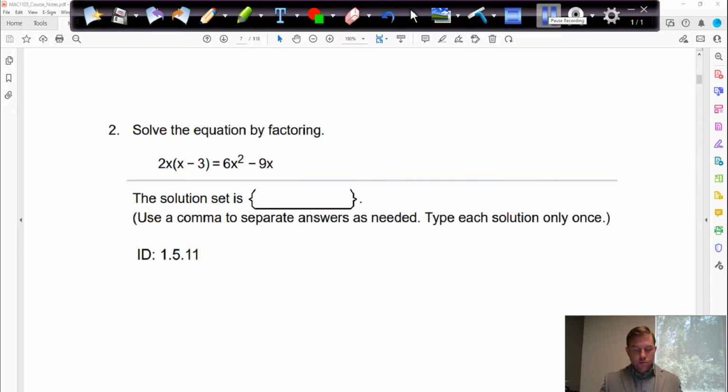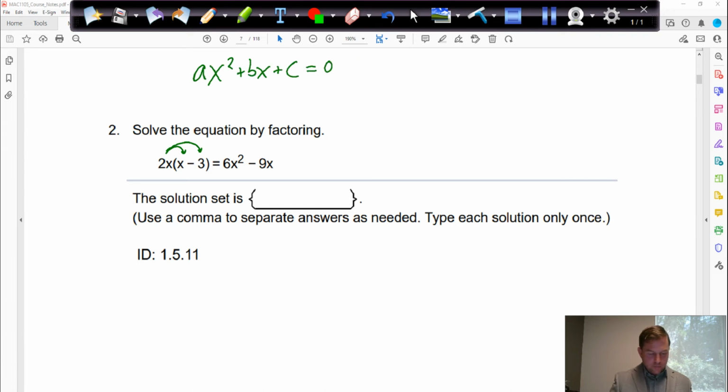Okay, in problem 2, it's a little different. We've got a factored left side and a non-factored right side. So what we're going to want to do is, just like before, we're going to want to get everything to the left side, and then we can try to factor and see what the answer would be. So first we're going to distribute this 2x. So we're going to want to make everything look like this: ax squared plus bx plus c equals 0. So that's what we want.